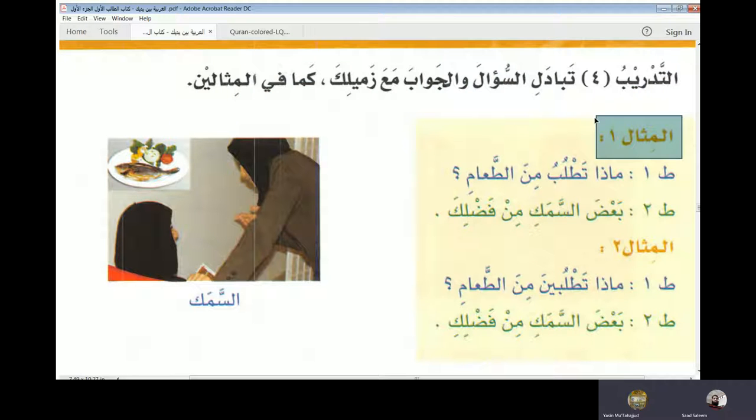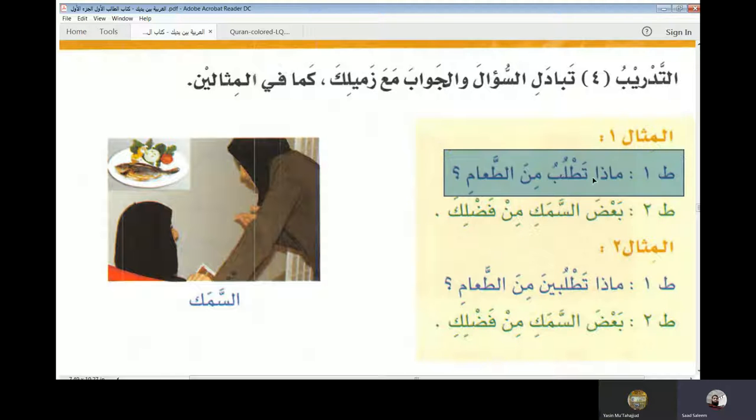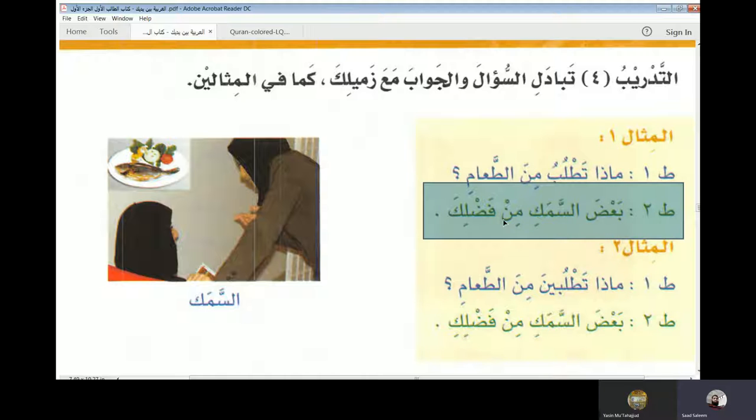Al-Mithal al-Awwal, first example. Talib al-Awwal, first male student: Maza tatlubu minat ta'ami? What will you like to order from the food? Talib Thani, second male student: Baza samaki min fadlika. Some fish, please.